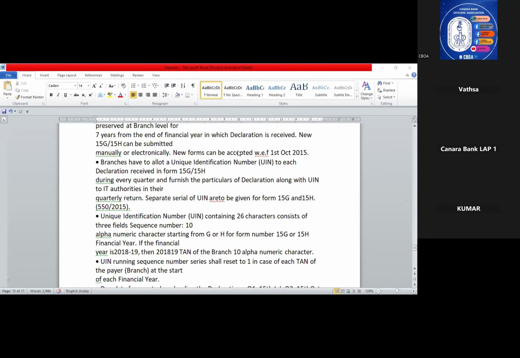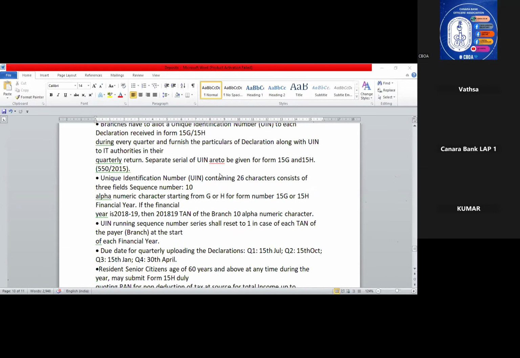Branches, see, these are the new conditions that have come as per the circular 550/2015. A unique identification number will be given to the 15G, 15H during every quarter, and the particulars of declaration along with this UIN to IT authorities have to be submitted in the quarterly return.